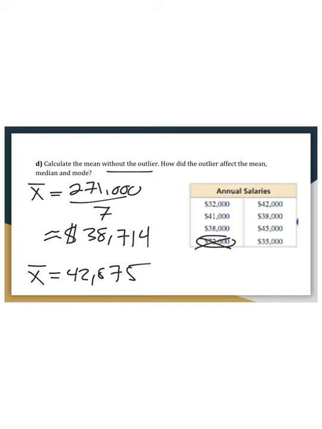And remember our X bar before, so our mean before, was equal to 42,875. So the question now is, how did our outlier affect the mean? Well, since our outlier was larger than the rest of the data set, we can see that the mean was in fact larger than if we excluded it. So by taking away a bigger number, our mean went down. If we had a smaller outlier and we took it away, then we'd see the opposite effect and our mean would increase.